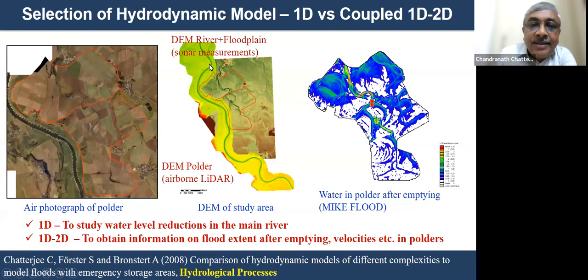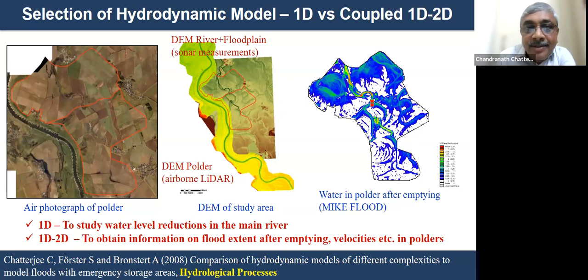Now, the thing which I wanted to highlight here is that these mathematical models, particularly the coupled 1D-2D or the 2D models, require a very high resolution DEM, digital elevation model. And this is the key to getting accurate results from these mathematical models. Now, in developed countries, very accurate DEMs are available. Like here, you can see sonar measurements for the Elbe River and a LiDAR DEM for the floodplains. Such DEMs are normally not easily available in our country. I mean, they are available, but they are not publicly accessible, you can say.